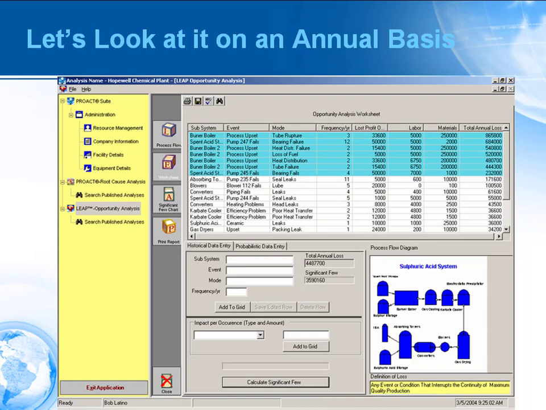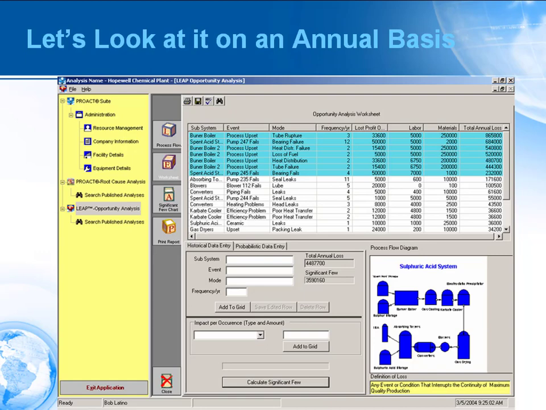No need to dot i's and cross t's. We're going to get in the ballpark, and we're going to err on the side of conservatism. We're going to go with the low numbers. But in this particular case, we're going to look at the impacts associated with lost profit opportunities, or downtime, labor, and materials. So our calculation here would simply be frequency times the sum of these three impacts, and this will give us a total annual loss.